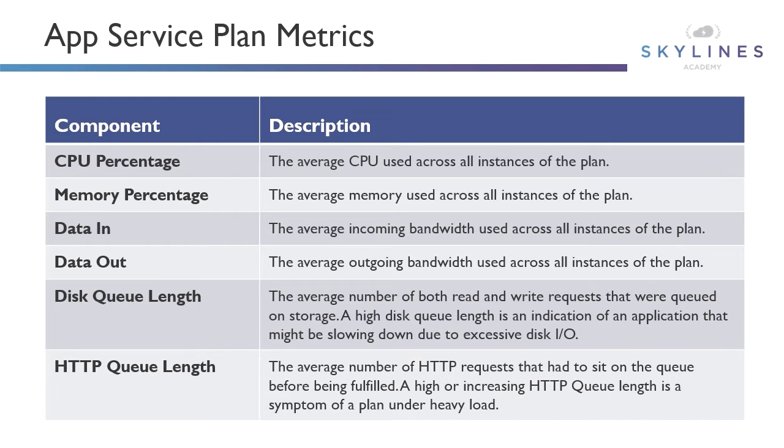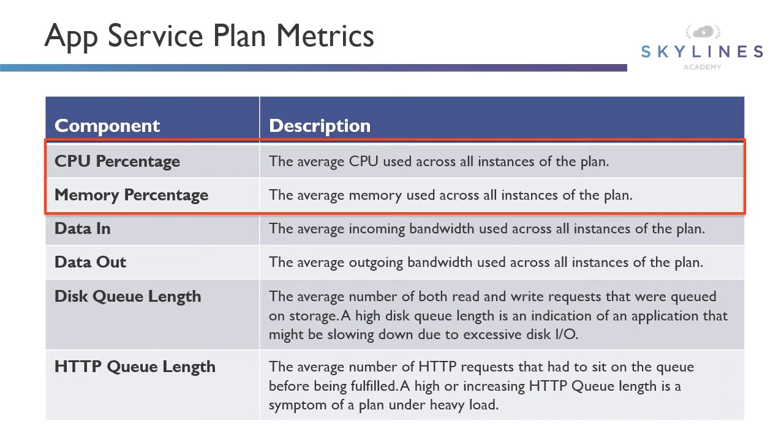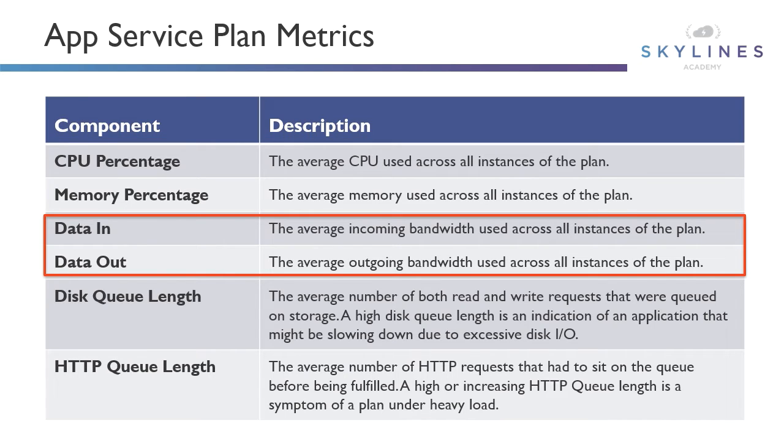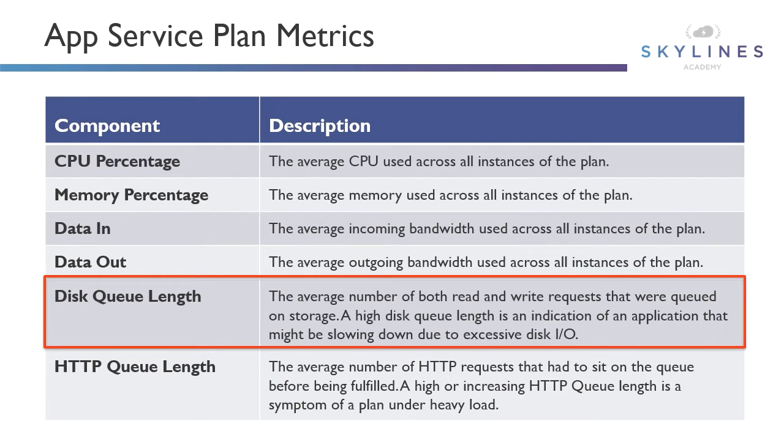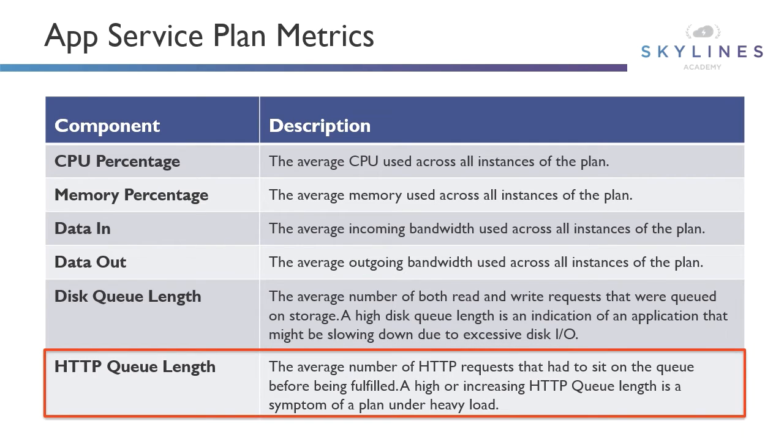There are a number of metrics that are useful to help us identify performance issues. I've highlighted some of the most common below. We've got CPU and memory percentage. Again, this just helps us see how hard our app service plan is working. We've got data in as well as data out to see how much traffic and bandwidth we have. Disk queue length helps us see if our storage subsystem is causing a bottleneck, as well as HTTP queue length to see how much of a backlog of requests we have before they're being processed.